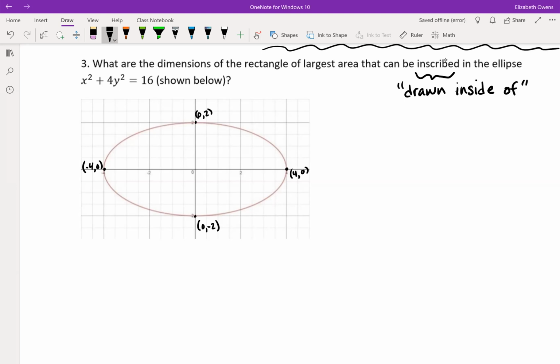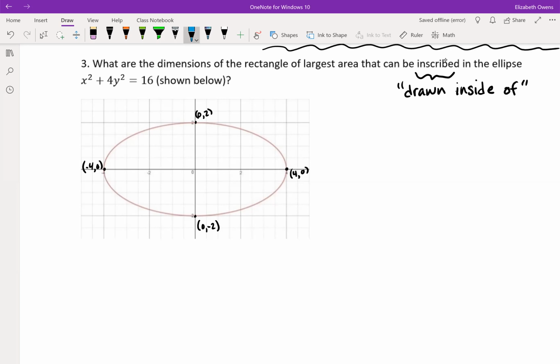And we are looking for the rectangle of largest area that can be drawn inside of this ellipse. To really maximize our space here, we don't want to just draw a little tiny rectangle in the middle of the ellipse somewhere. No, we want to make it as large as possible. So we want to stretch that rectangle out until it touches the edges of the ellipse.